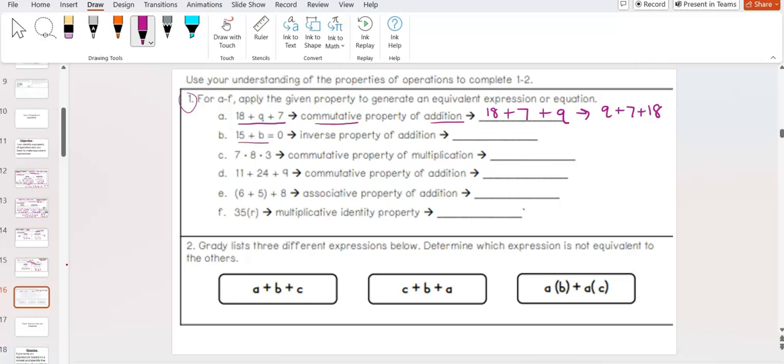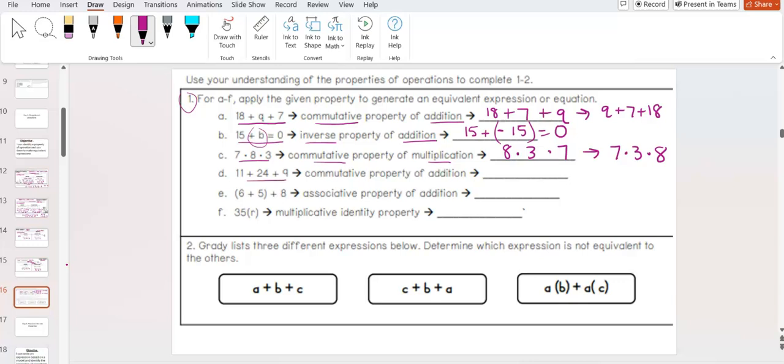This next one is 15 plus b is 0, and we're using the inverse property of addition. They want us to basically fix this letter b. What is going to go there? It's going to turn into 15 plus negative 15 equals 0, because with the inverse property of addition, we add its opposite. Okay, commutative property of multiplication, same thing as A, but with multiplication: 8 times 3 times 7, or 7 times 3 times 8.